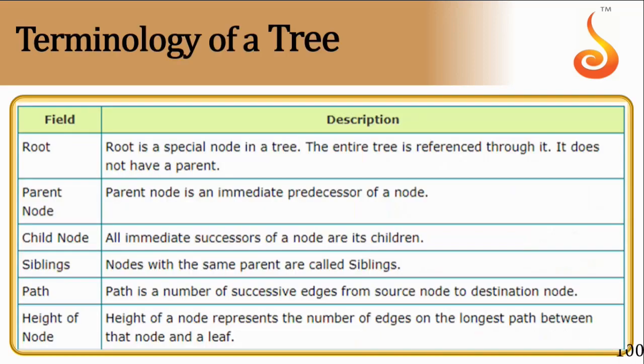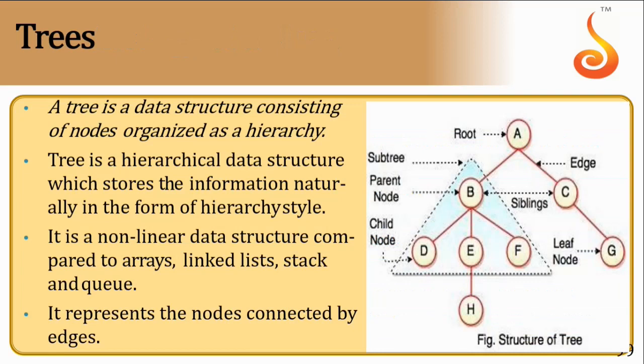Next is internal node. A node which has one or more children is called an internal node. So here I can say B, C, E are internal nodes. That is, a node which has one or more children is called an internal node.